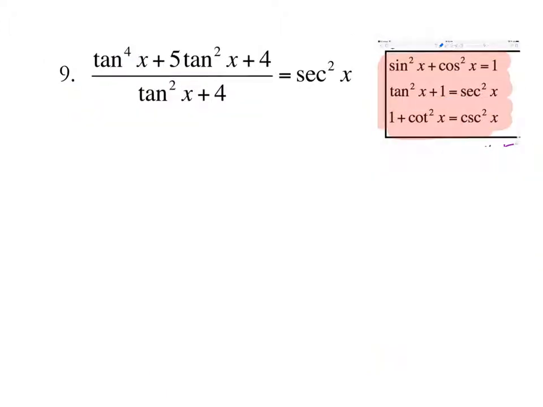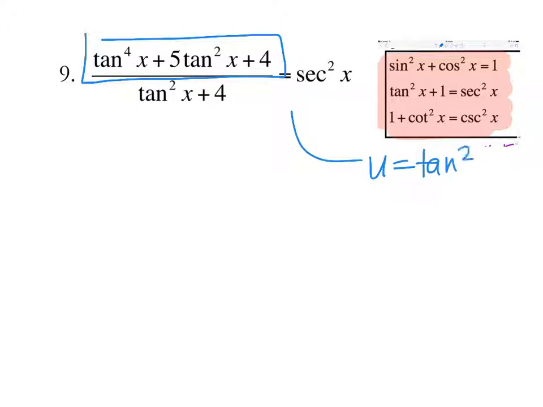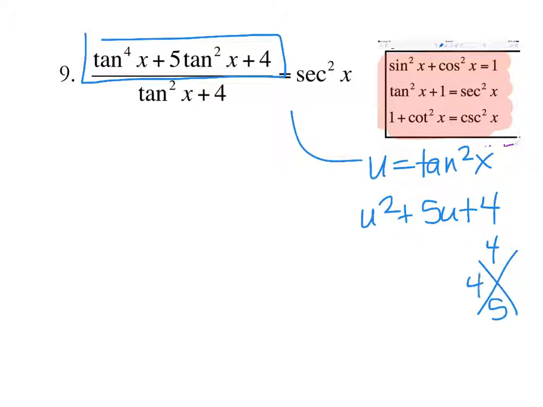Alright, the last one is number 9. This one is a factoring one right off the bat. I can tell this top, I can kind of factor that down. So I'm going to make u equal to tangent squared x. So that's going to be u squared plus 5u plus 4. Factors of 4 that add to 5 are 4 and 1. So that's u plus 4 times u plus 1, and then we can work that into our problem over here.